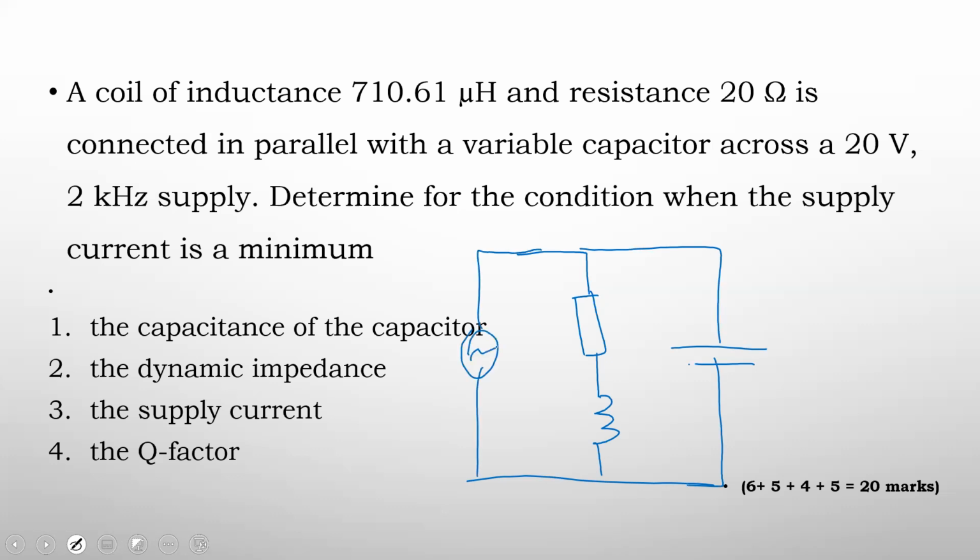Now I know that we have 20 ohms, 710.61 microfarads, and we have a variable capacitor. This is 20 volts, and this is 2 kilohertz. Okay.